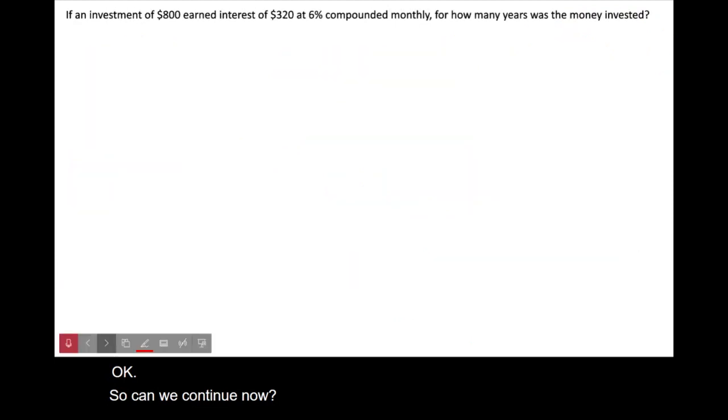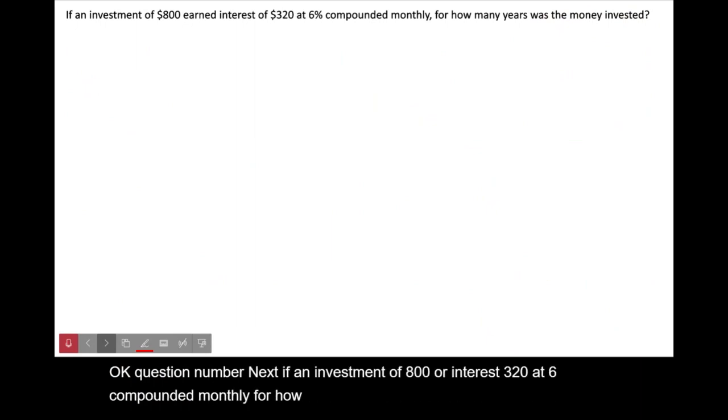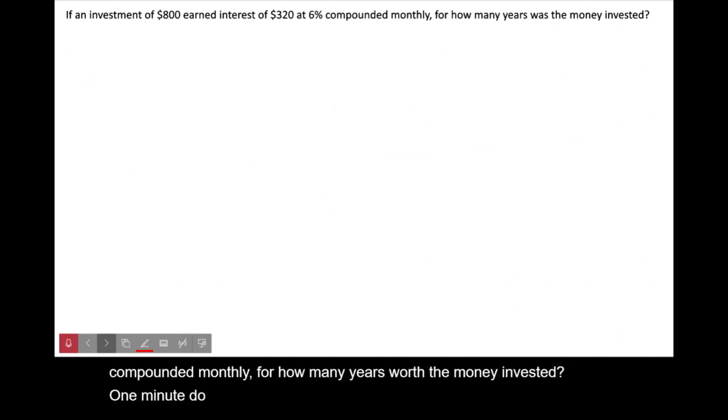Next question: if an investment of 800 earned interest of 320 at 6% compounded monthly, for how many years was the money invested? Okay, 1 minute to do it.